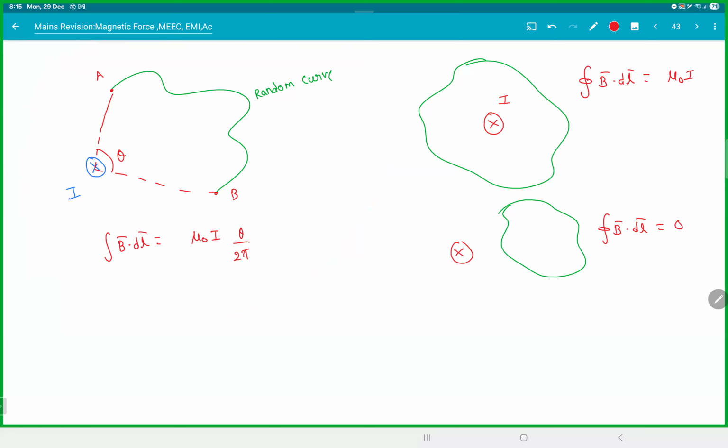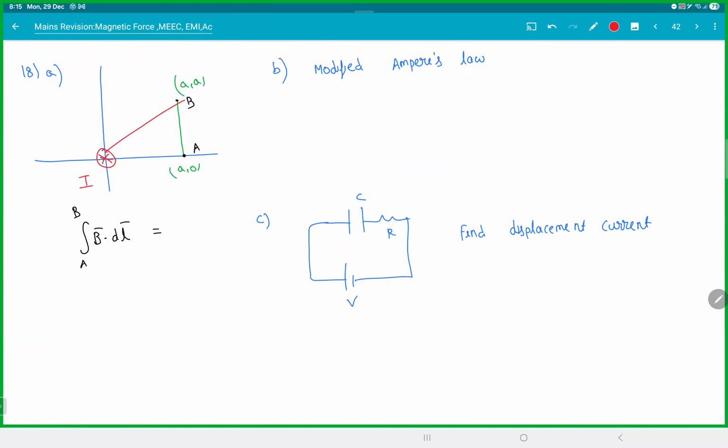So you just take any two ends, mu naught I, theta is the angle between A and B with the wire. So in our question, you just need to find this angle, which is 45, isn't it? That's it. It doesn't take much time if you know the formula there.